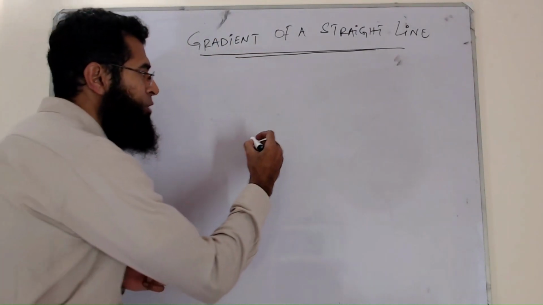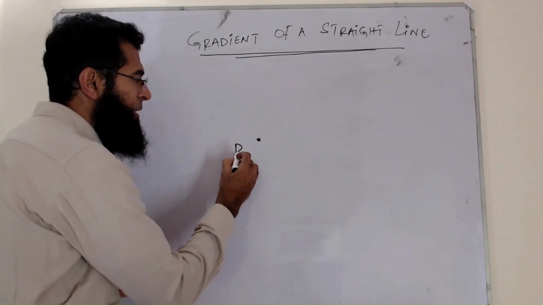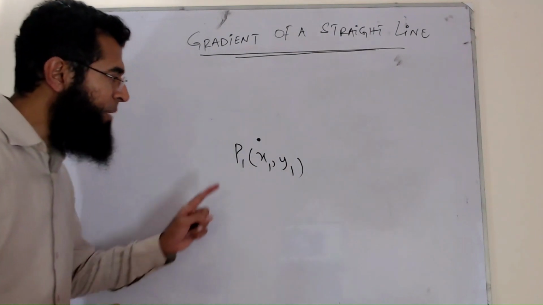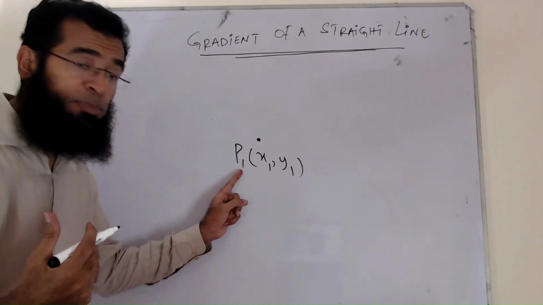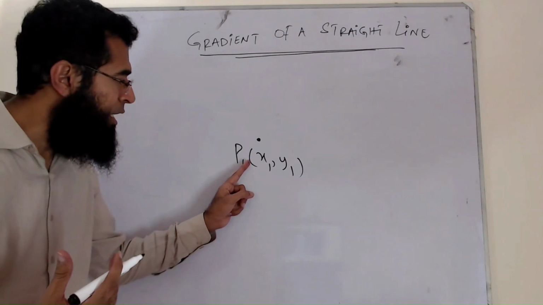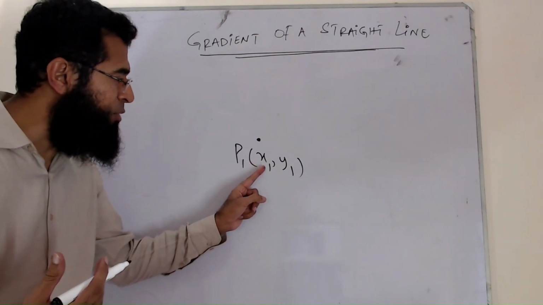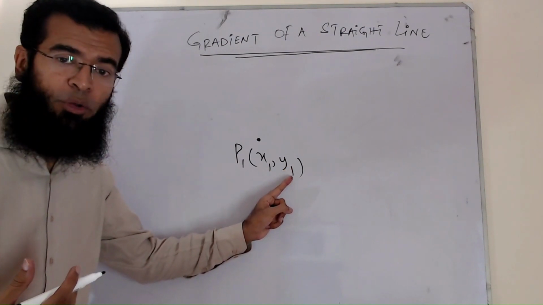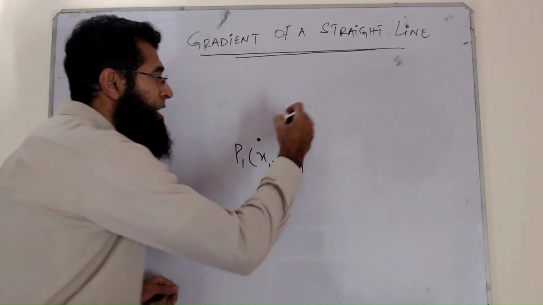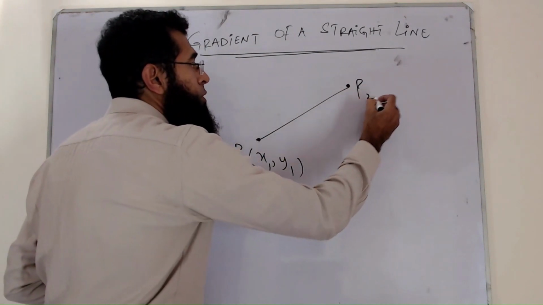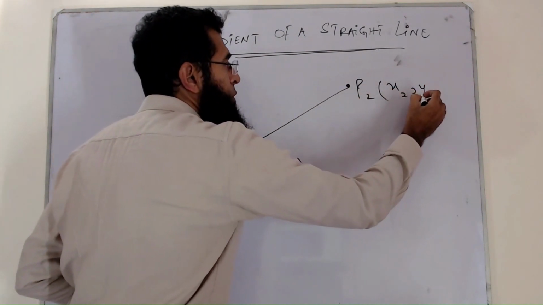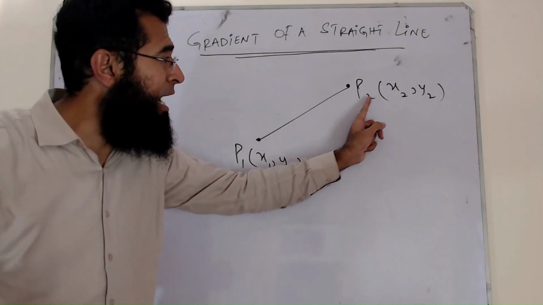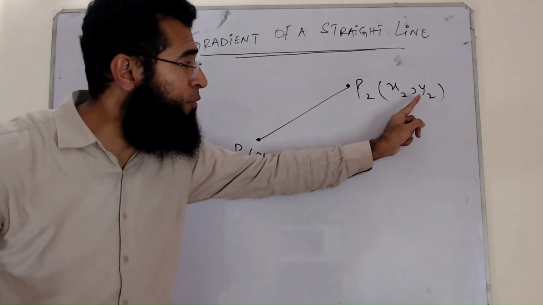Let's take two points. Let's take this point P1 as x1 and y1. What do you mean by that? The coordinates, because it's point P1, so for our own convenience, this x coordinate is x1 because this is the x coordinate of point 1. And this is the y coordinate of point 1. So we have written 1 with that. Let's take another point, P2, and the coordinates will be x2 and y2. Because this is the x coordinate of point 2, we have written 2 with that. And this is the y coordinate of point 2, so we have written 2 with that, right?